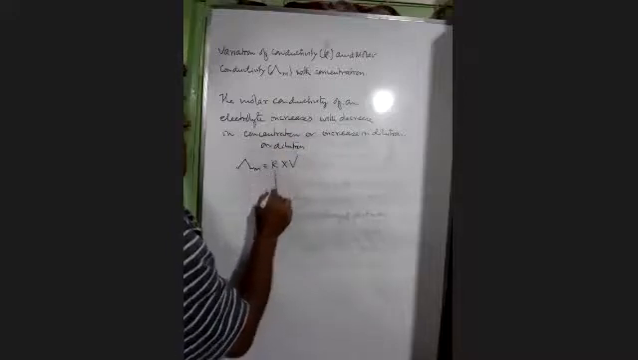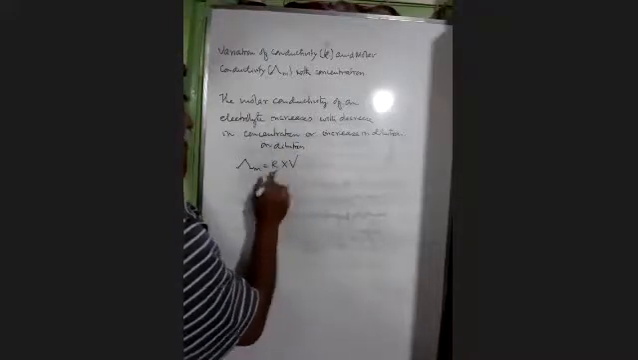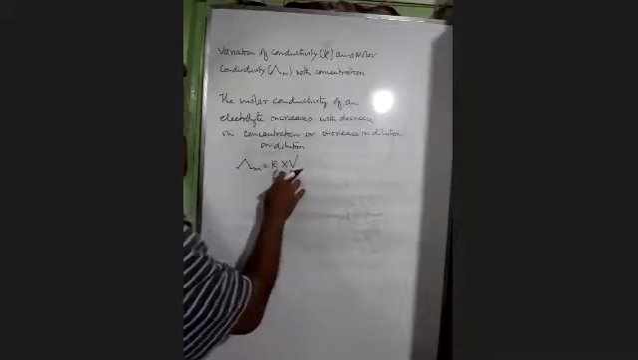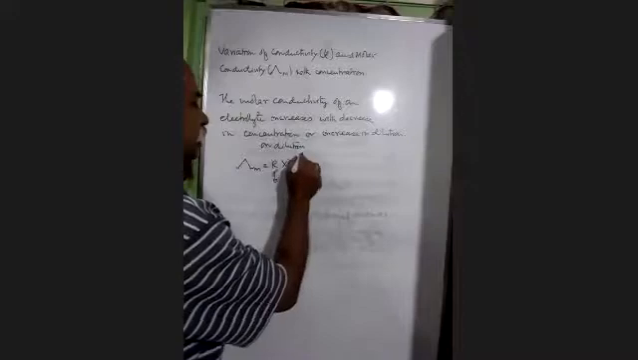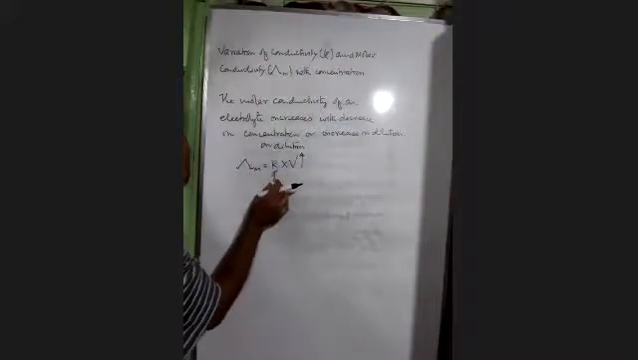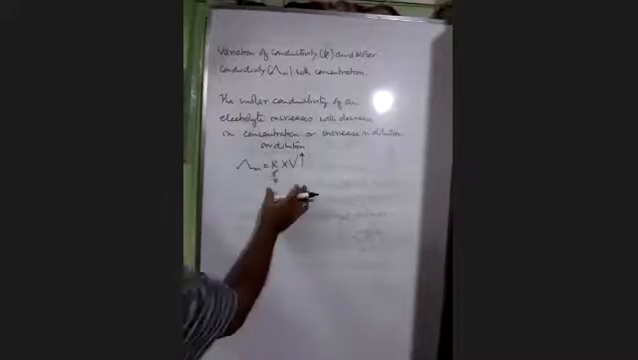See here, this conductivity decreases. But what happens? Total volume of the solution increases or not? This increases. Suppose you've taken 10 ml, you added 90 ml, total volume has become 100. So this conductivity is going to decrease, but the volume increases by many fold. So in that case, the product is going to be more.